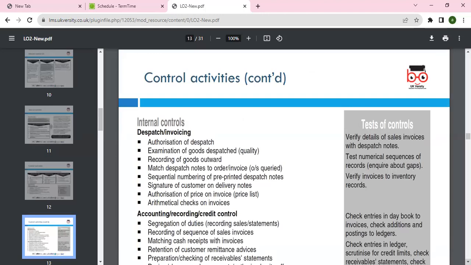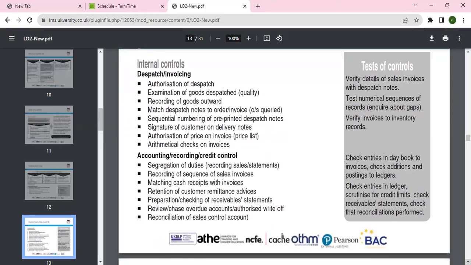So control activities: internal dispatch, invoicing, authorization, examination. These are the bullet points you can look at. Is this happening in our internal control procedures or not? Are those in place as I detailed? Accounting records and credit control, we can look at again.